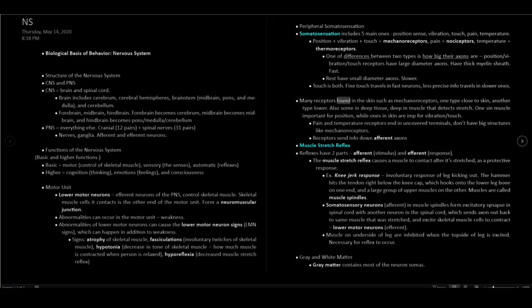Many receptors found in the skin, such as mechanoreceptors, one type close to skin, another type lower. Also some in deep tissue, deep in muscle that detects stretch. Ones in muscle important for position, while ones in skin are for vibration/touch. Pain and temperature receptors end in uncovered terminals, don't have big structures like mechanoreceptors. Receptors send info down afferent axons.